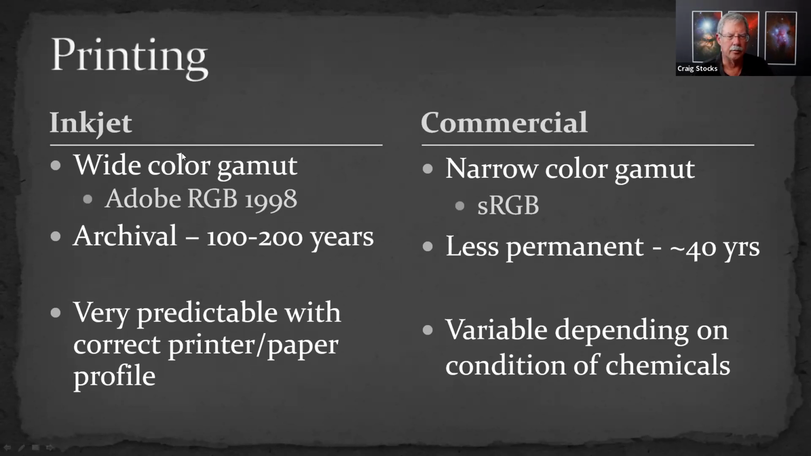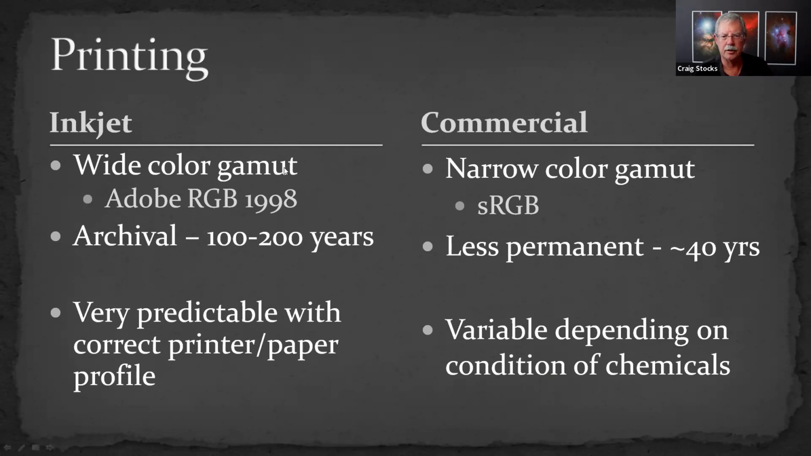Printing, inkjet printing versus commercial. And when I say commercial, this could be anything from Costco to Walmart to Walgreens to Bay Photo or White Wall Photo, low end or high end. They all use pretty much the same kind of process. And most of them are using some form of Fuji Crystal Archive paper. It's a process where they use lasers or LEDs to expose photo paper and then run the photo paper through chemicals in a traditional kind of wet process.